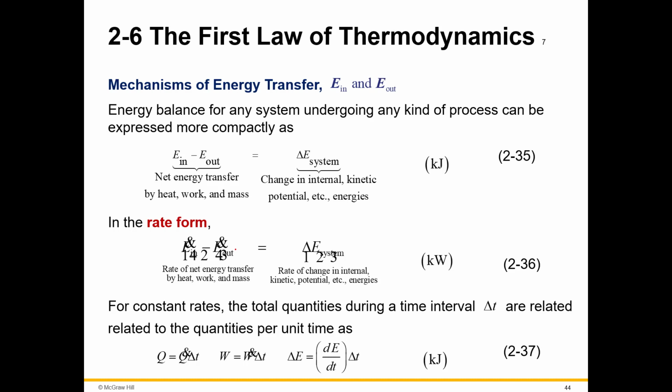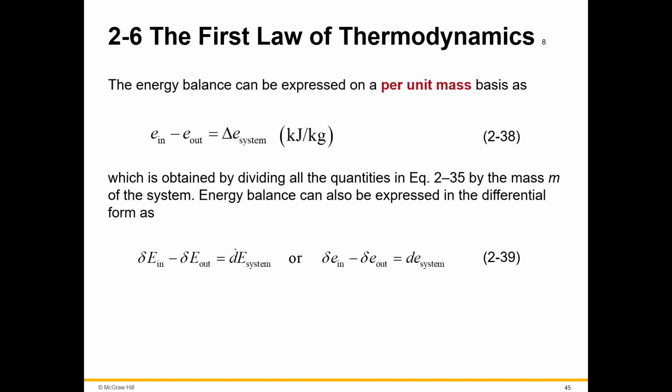And then down at the bottom for constant rates, the total quantities during a time interval, which is the change in T, are related to the quantities per unit time. And then we have these. Q is equal to Q-dot delta T. So it's just saying, hey, it's relative to the actual change in time as well. And then we have the energy mass balance can be expressed on a per unit mass basis, of course. And then we would just take into account the unit mass for that. And so what you do is you divide all quantities by the mass, right? So we're just taking it into account. And we do have differential form down below.